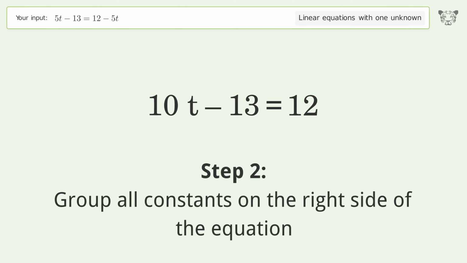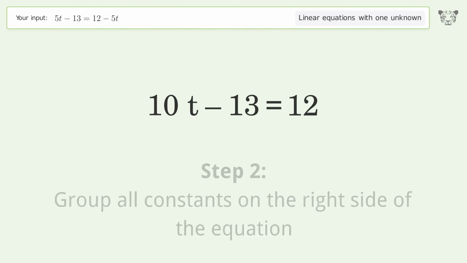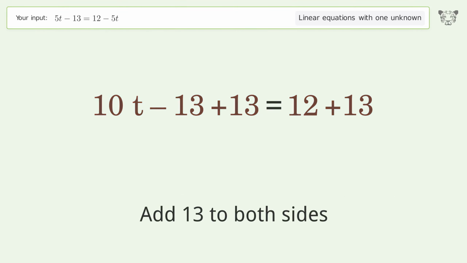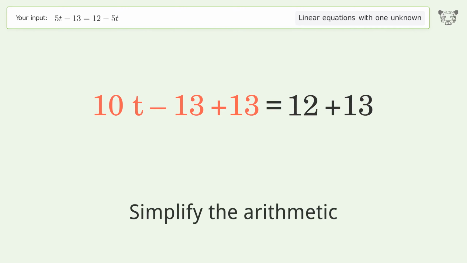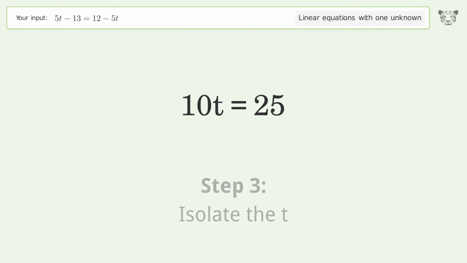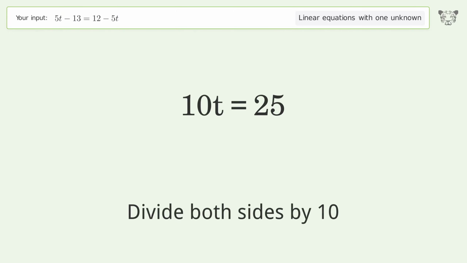Group all constants on the right side of the equation. Add 13 to both sides. Simplify the arithmetic. Isolate the t. Divide both sides by 10.